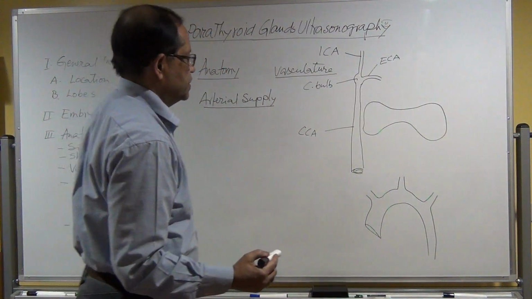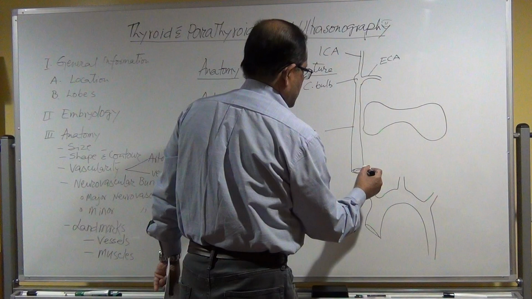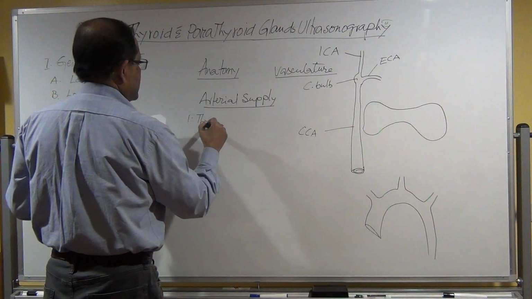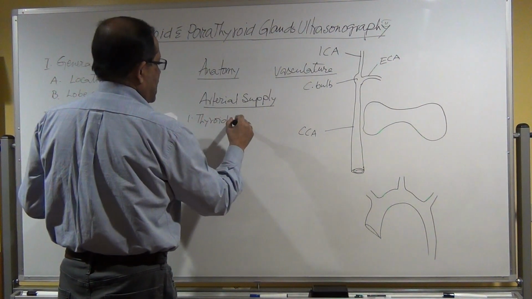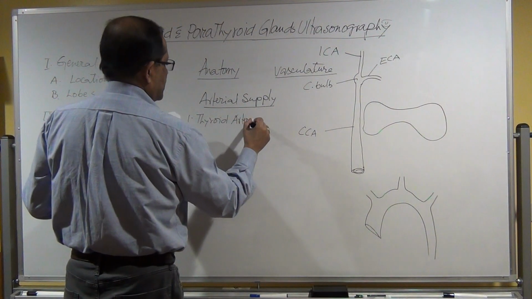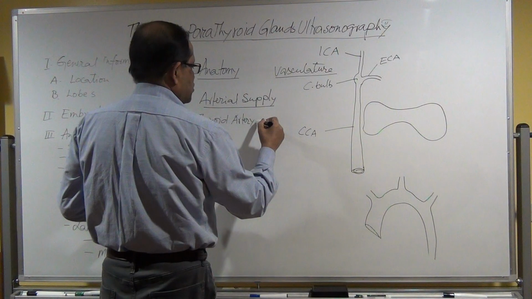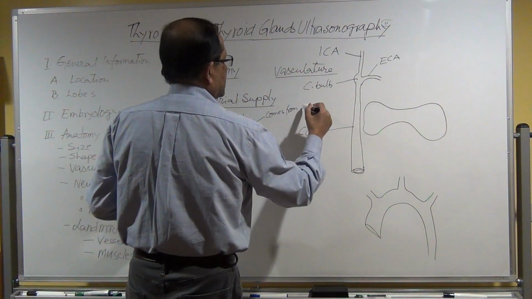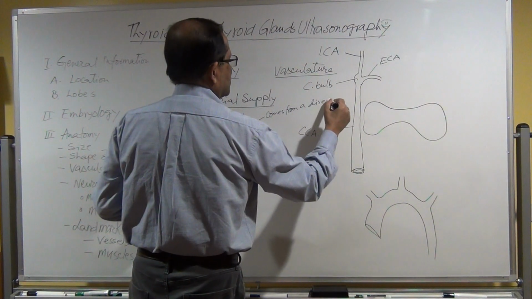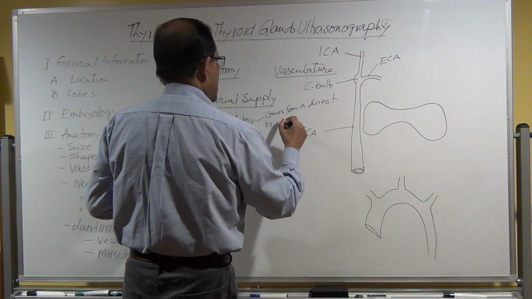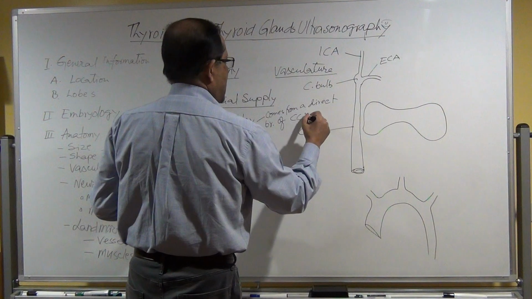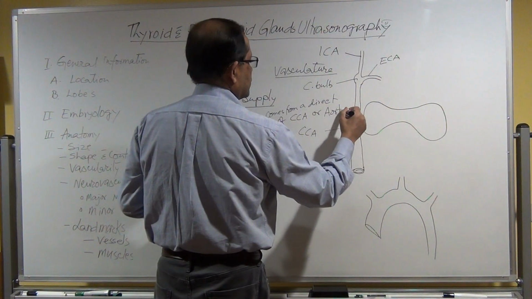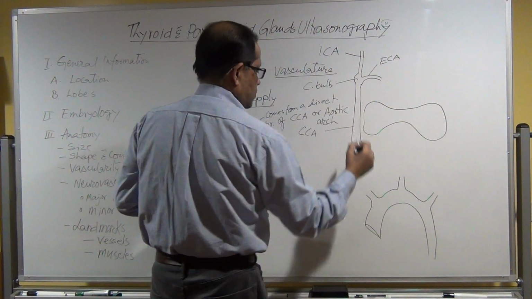So this is aortic arch. Thyroid gland arterial supply, number 1. You'll see the thyroid artery. Thyroid artery usually comes from a direct branch of common carotid artery or aortic arch. This is aortic arch.